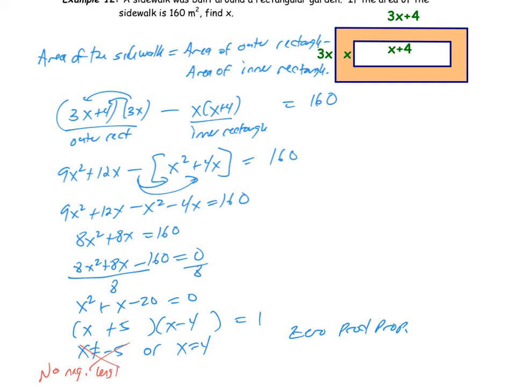But don't just disregard negative values just because they're negative, because if the side lengths were, say, x plus 6, then x equals negative 5 would work in this particular example. For that side, it wouldn't work for the other sides. So x is equal to 4, and that's what we're asked to find, so that's our solution.